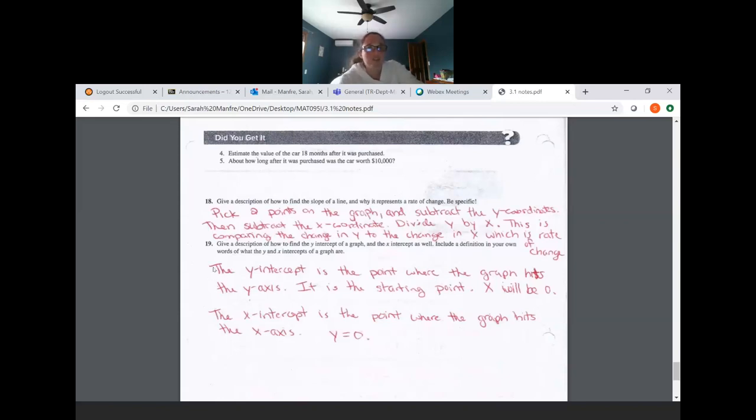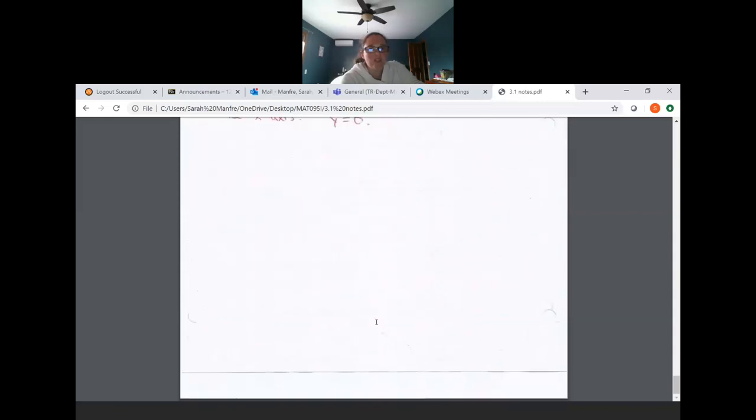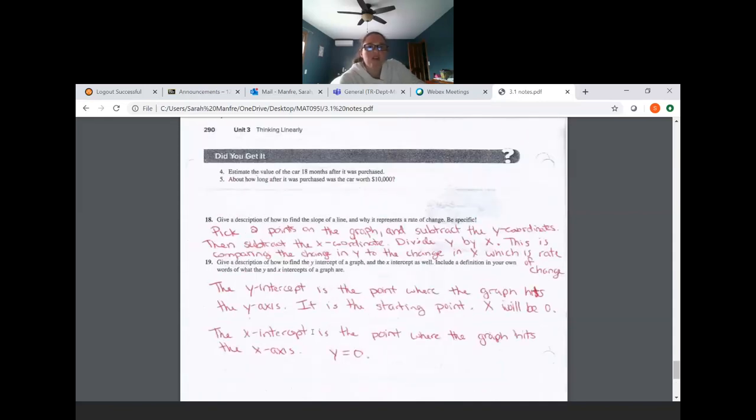What is a y-intercept and an x-intercept? A y-intercept is the point where the graph hits the y-axis. It's always the starting point of the graph, and x will always be 0. An x-intercept is the point where the graph hits the x-axis, and y will always equal 0. All right, so that's the end of 3.1.